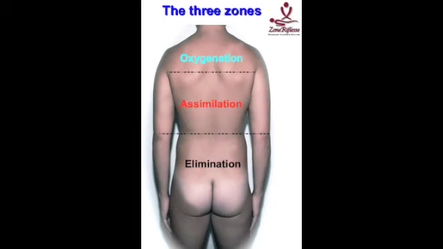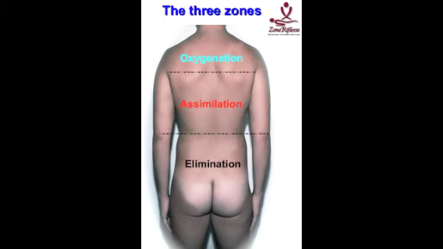Then I have shown you the assimilation zone. Work always on both sides. And this is good to work on this for any problems related to the stomach, the liver, all the organs that are responsible for absorbing what we eat and what we drink.